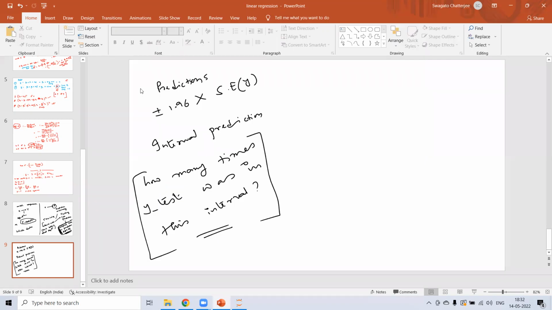So you are expecting that 95% of times it will be inside by choosing 1.96. If it is lower than 95%, then your model is not doing good. If it is higher than 95%, your model is doing better. Even that can be one way of seeing the model accuracy.